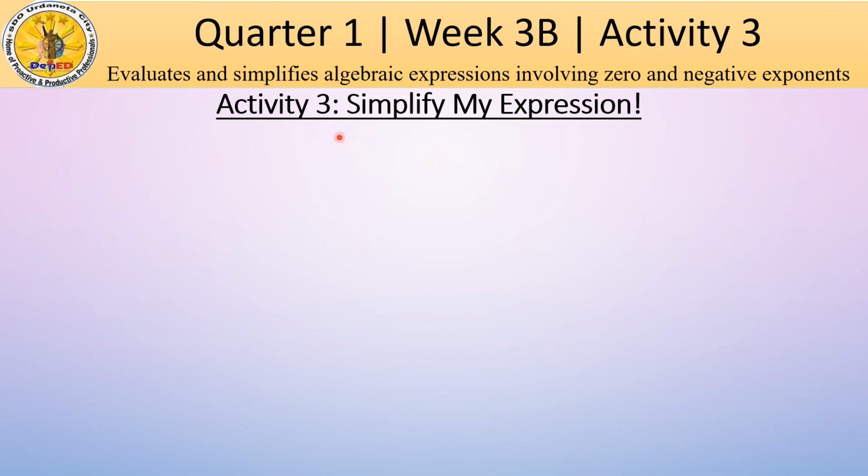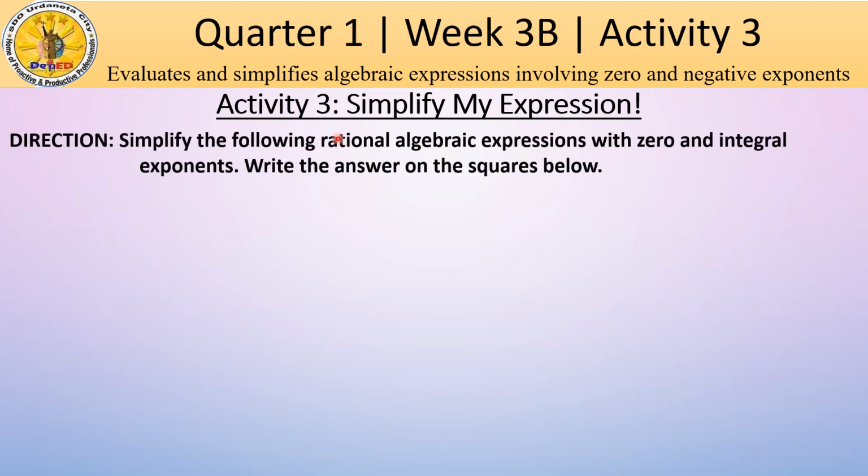In our activity 3, we are going to simplify expressions. Our direction, we are going to simplify the following rational algebraic expressions with zero and integral exponents. You're going to write the answer on the squares below. The first one, we have 35 r to the second power s to the fifth power divided by 70 r to the third s to the negative 7th power.